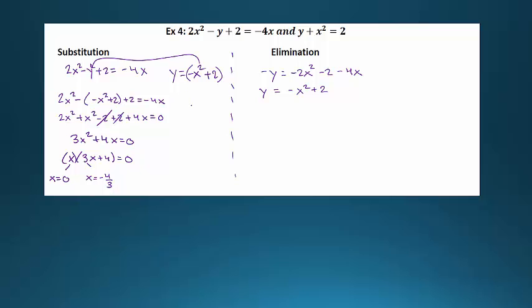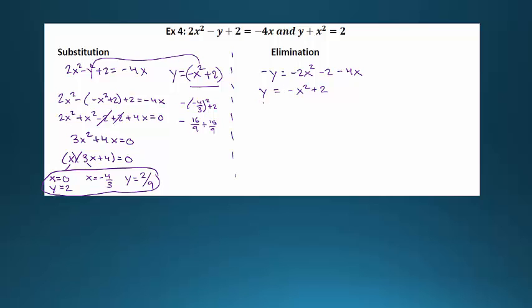And then I just need to go back and get my y. So if I put 0 in for x, I get 2. And if I put negative 4/3 in for x, I'm going to have negative 4/3 squared plus 2, which is going to become negative 16 over 9. So I could change this 2 into an 18 over 9, and add those together, I get 2/9. So these will be my two answers.